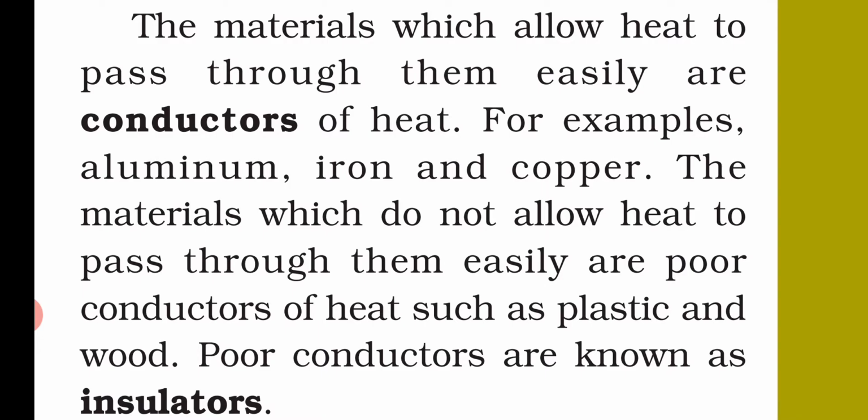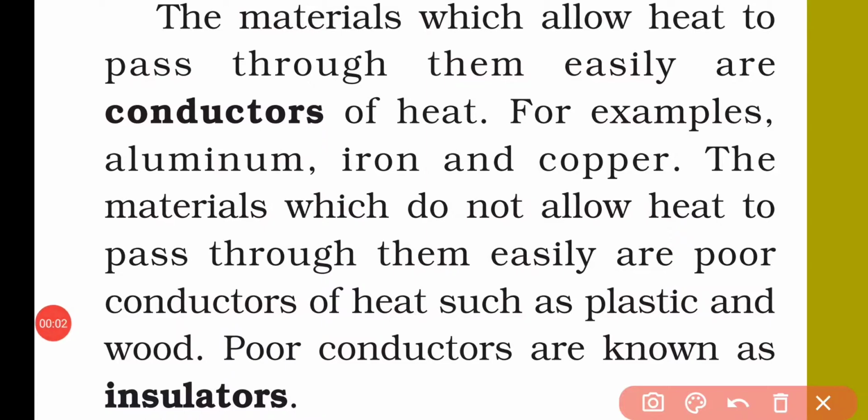The materials which allow heat to pass through them easily are conductors of heat. Means if any material allows heat to pass through it, these types of materials are known as conductors. For example, different types of metals are conductors of heat, such as aluminium, iron, and copper. These metals can easily be used for making different types of utensils, and that is why they are conductors.